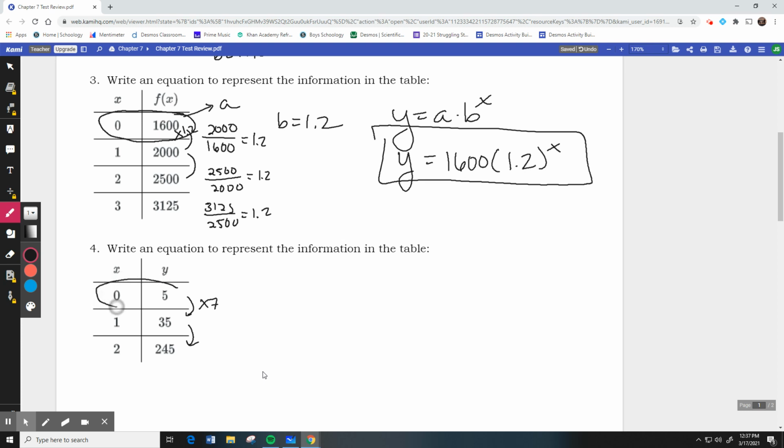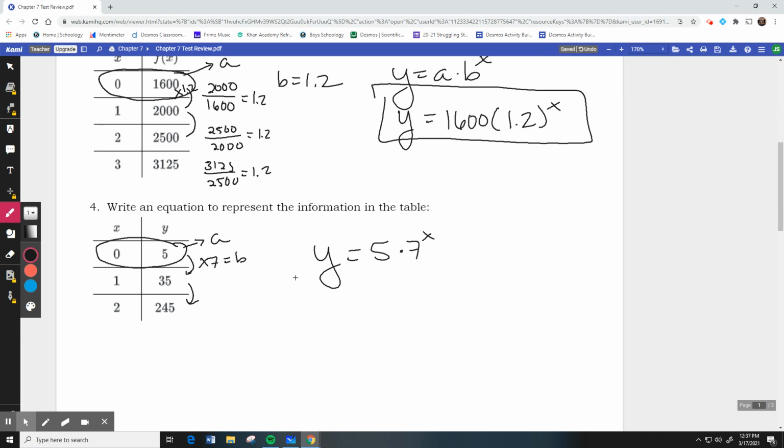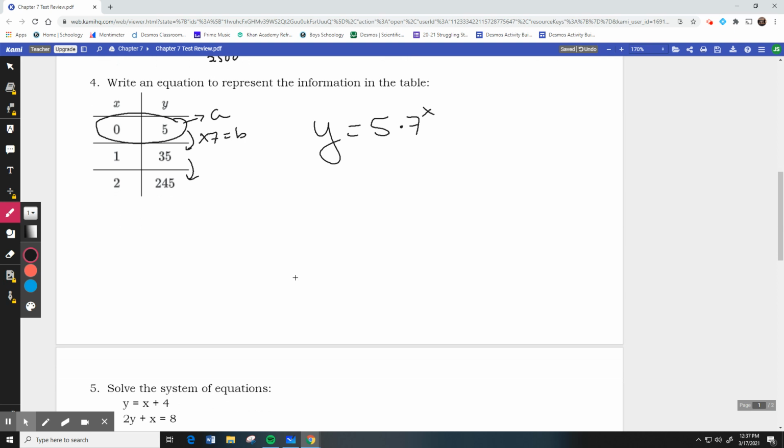Our starting value is what's matched with x equals 0. So then my equation is y equals 5 times 7 to the x power. And that one was a little bit easier to figure out than the first one because you could kind of tell, you could see that 7.